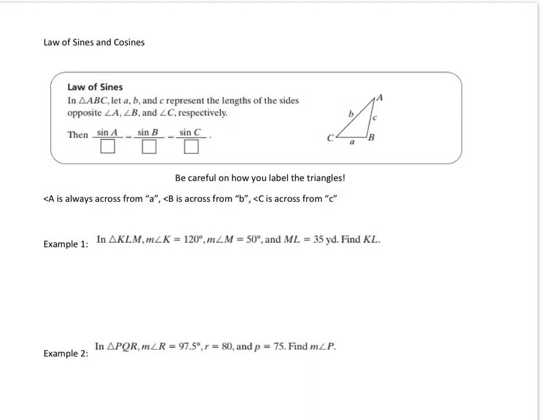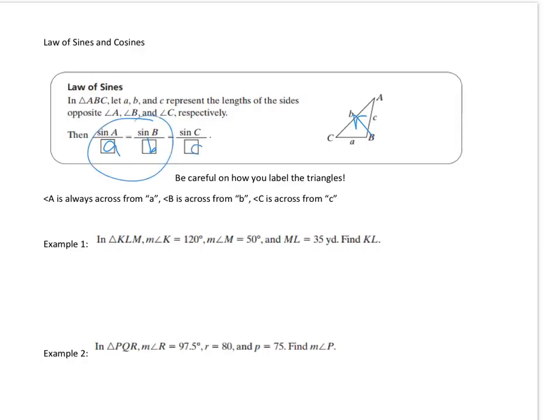The law of sines is: if you have a triangle, it does not have to be a right triangle, but if you have a triangle ABC where A, B, and C represent the side lengths, angle A is opposite side A, angle B is opposite side B, and angle C is opposite side C. So the sine of A is to A as the sine of B is to B as the sine of C is to side C.